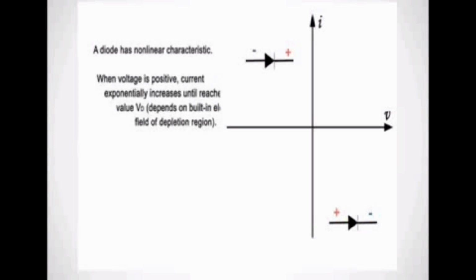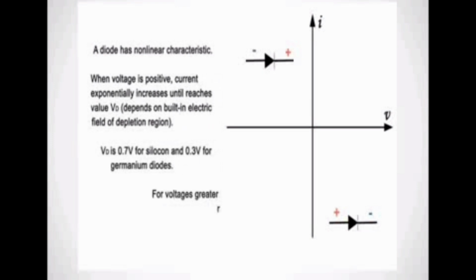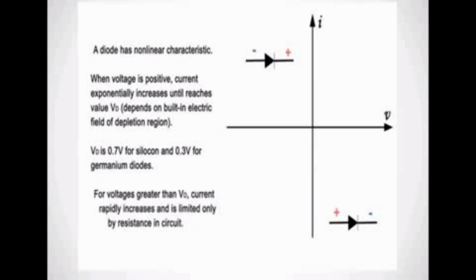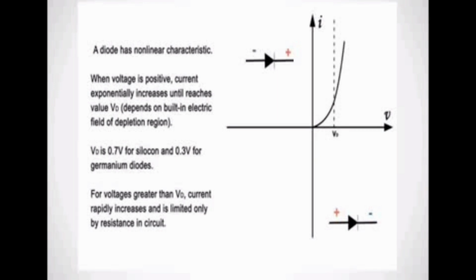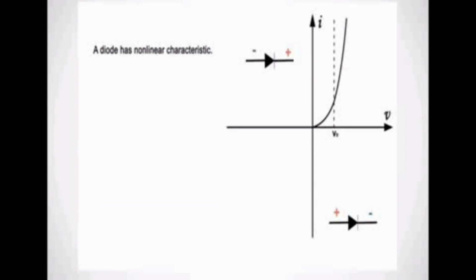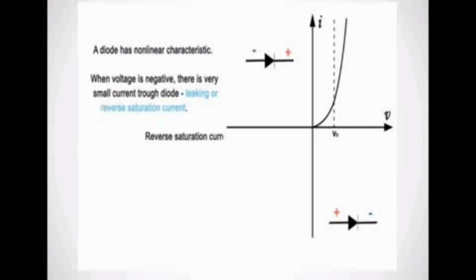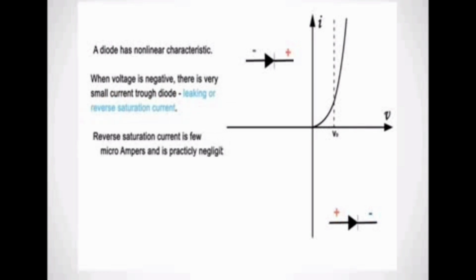The diode has non-linear characteristics. When voltage is positive, current increases exponentially until it reaches V0. V0 is 0.7 for silicon and 0.3 for germanium. For voltage greater than V0, the current increases rapidly and is limited only by the resistance in the circuit. So it behaves like a conductor. It is not linear, it's non-linear. That's why I told you that Ohm's law is not applicable for the PN junction diode.